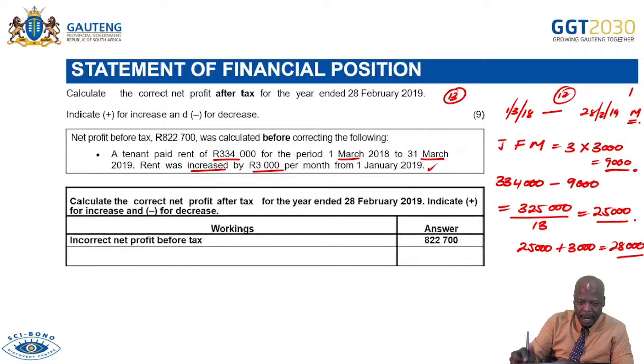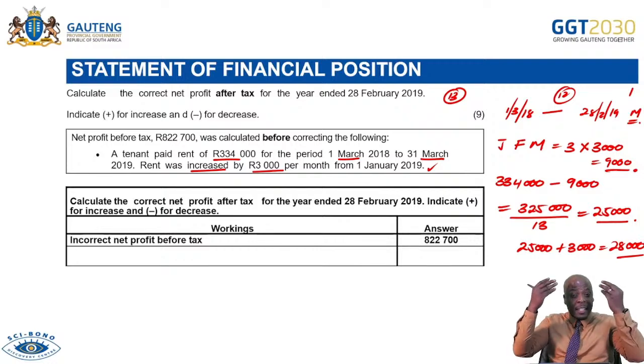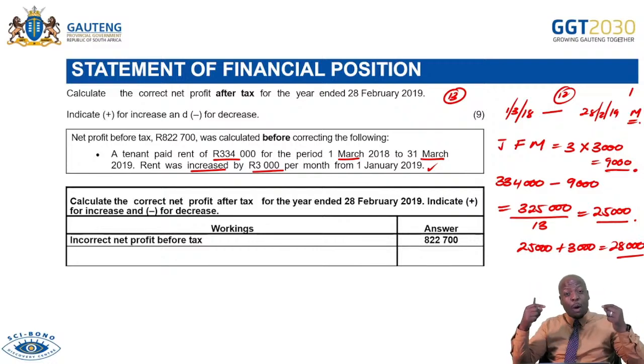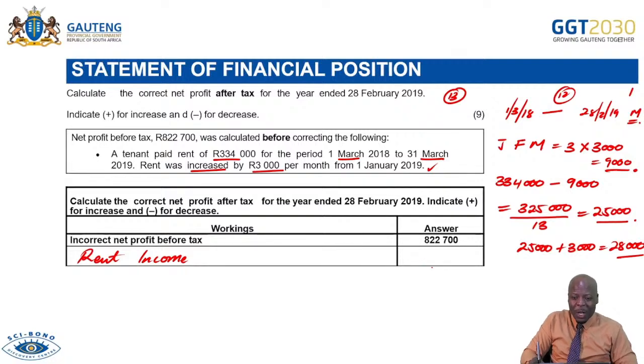All right, so let's come here now. Once income is received in advance, what happens? If income is received in advance, that means our income was overstated. Once income is overstated, our profits are also overstated. So we need to come here and on that rent income, we have overstated income here. How do we correct it? We say minus how much? Minus my 28,000. That is how we are supposed to do it.